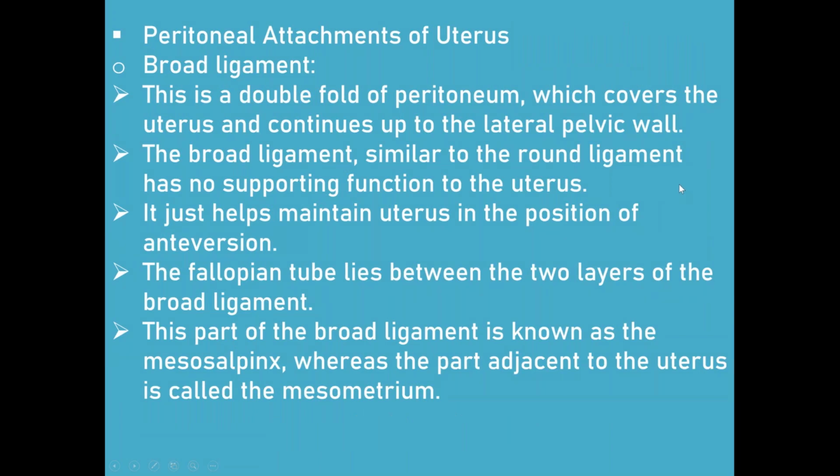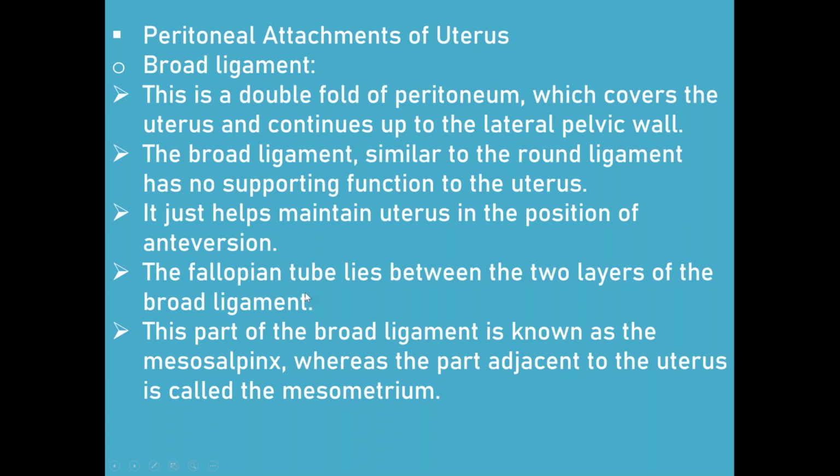So what about the attachment of the uterus, or the peritoneal attachment? The important one is the broad ligament. It is a double fold of peritoneum, which covers the uterus and continues up to the lateral pelvic wall. The broad ligament, similar to the round ligament, has no supporting function to the uterus; it just helps maintain the uterus in the position of anteversion. We will discuss anteversion and anteflexion.